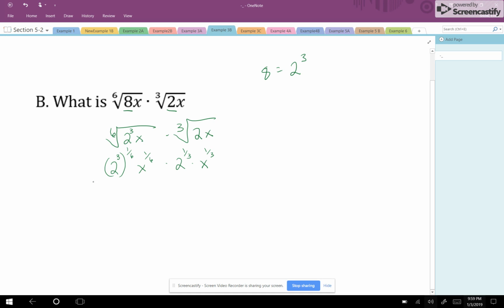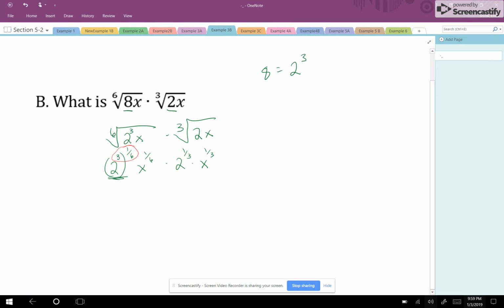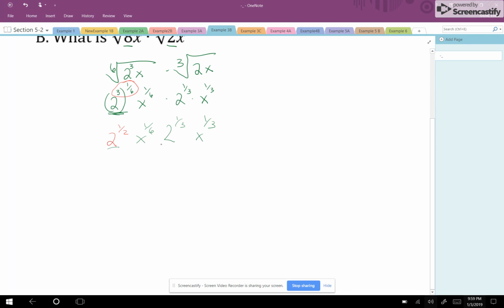Now I need to fix or reduce this little 2 that has a double exponent. So to do that, we're going to multiply our 3 and our 1/6, which is going to give us 2 to the 1/2. And then we have x to the 1/6, 2 to the 1/3, x to the 1/3. So now our bases are the same. We've got 2 2's and 2 x's. So I can put my 2 2's next to each other and my x's next to each other.